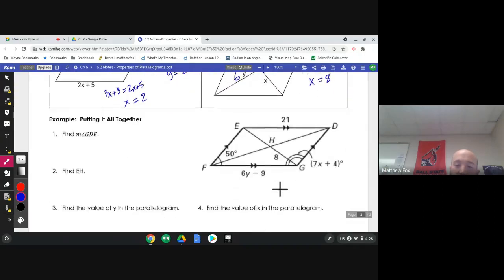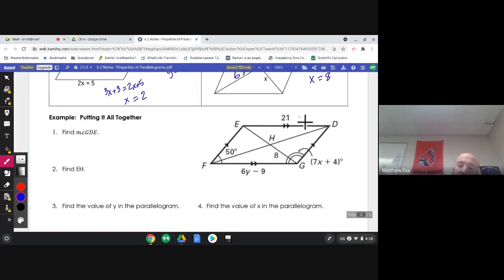Okay, so let's combine all these rules. We got one final shape. We got a lot to figure out. Now, first off, that 50 degrees, I want to point out that arc goes there. That means the 50 is the whole arc. Likewise, 7x plus 4 is this whole arc. It's got 2 arcs because those two are not the same. And we know they would add up to 180.